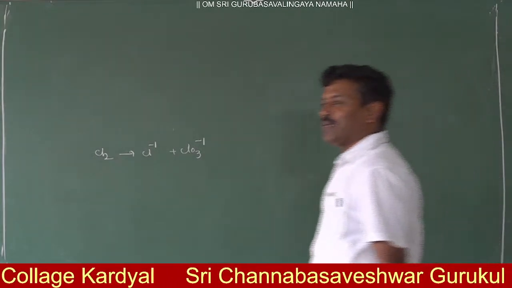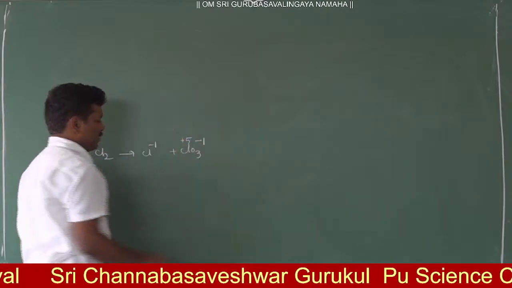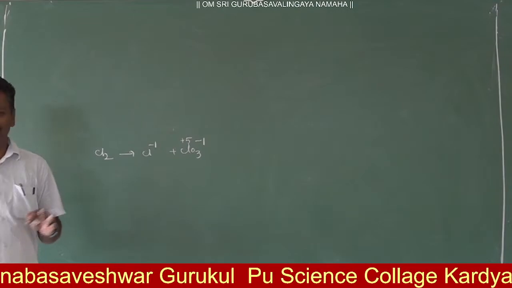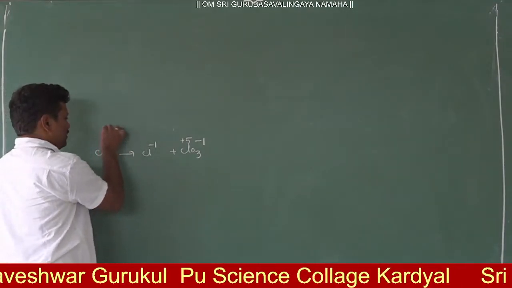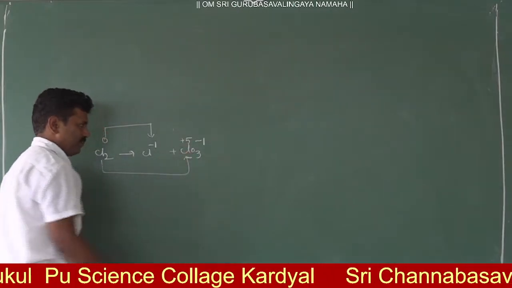Very good, +5. Here chlorine oxidation state is +5. Remaining ones, no need to identify. Already there it is: Cl2 is 0. Sir, 0 to -1 is one, 0 to +5 is one.